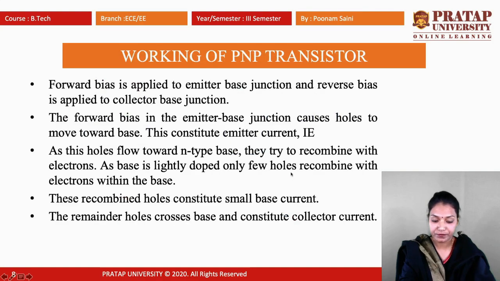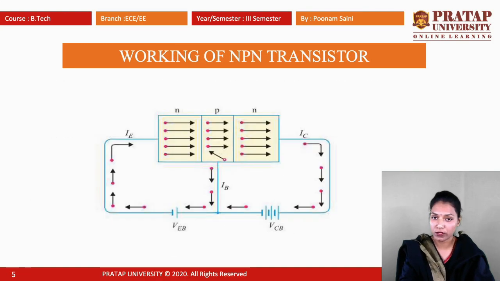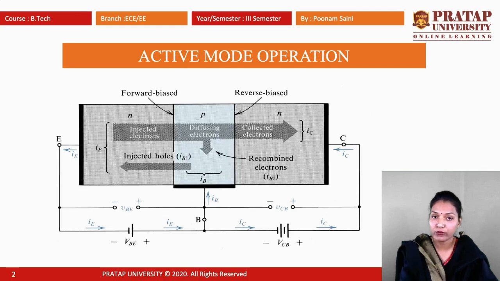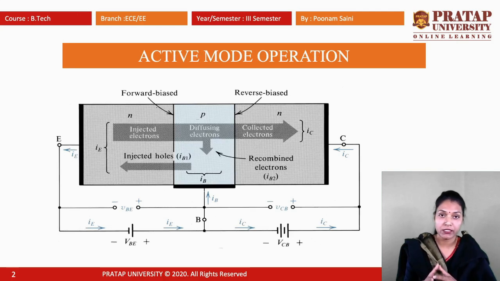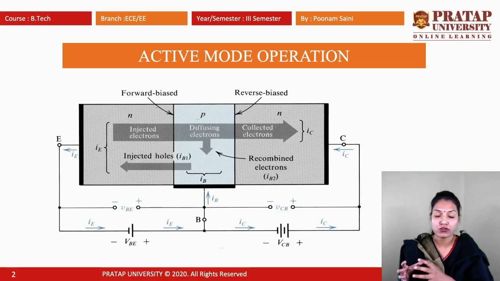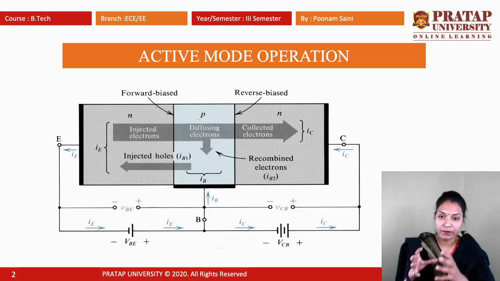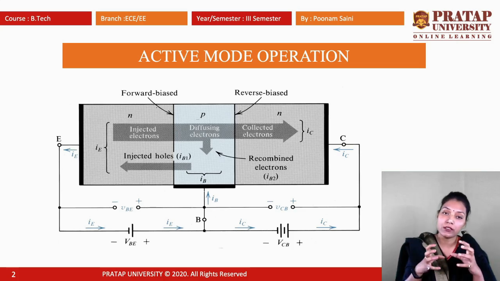So in today's lecture we talked about the active mode of the BJT. In the last lecture we studied the FET, today we studied the BJT, only the active mode of the BJT. Active mode states that one junction should be in forward bias and one junction should be in reverse bias. We inject electrons at the emitter; in NPN, the electron is going to be injected.